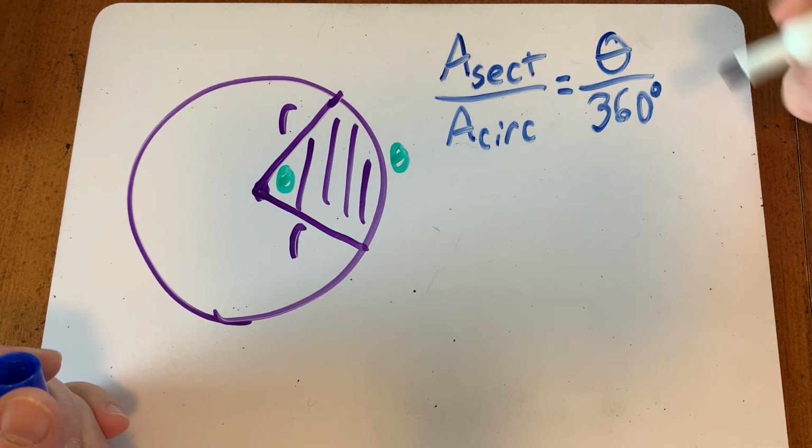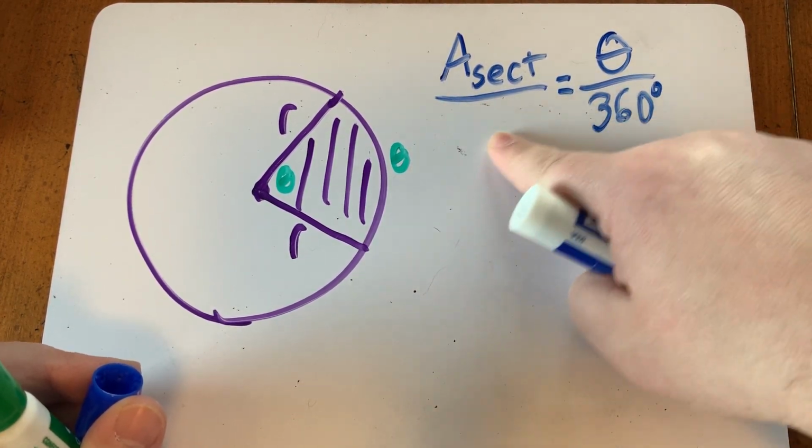So this is the area of a sector. Hey, we know a formula for the area of a circle, so we can get rid of this.